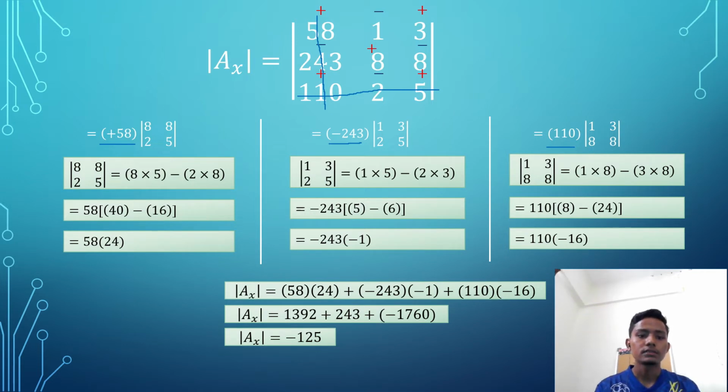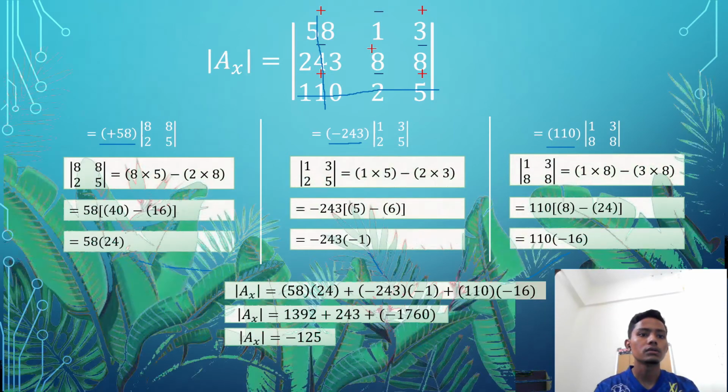The next step is we're going to sum all of these three values together. So we get the multiplication of this, and we're going to get 1392. Here we're going to get 243, and here we're going to get negative 7060. And then we find the sum of these values, and we're going to get negative 125 as the determinant of x using Cramer's rule. So that's it from me.